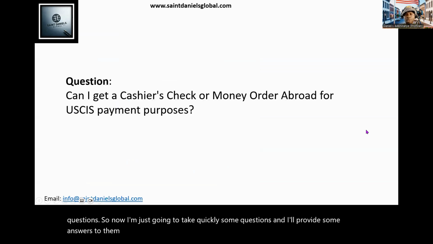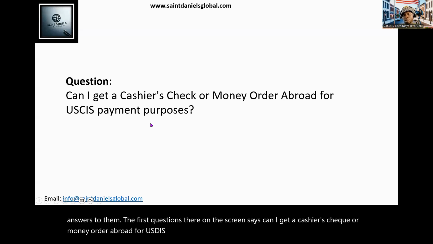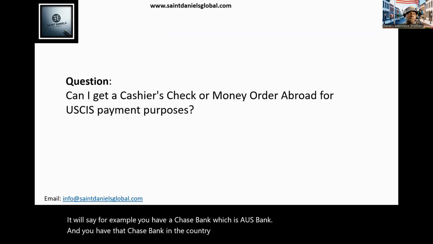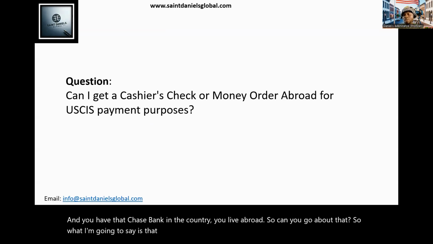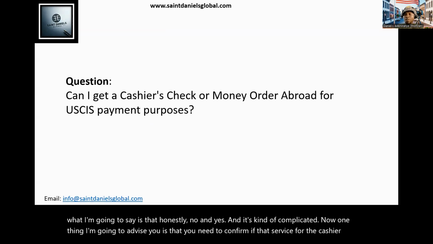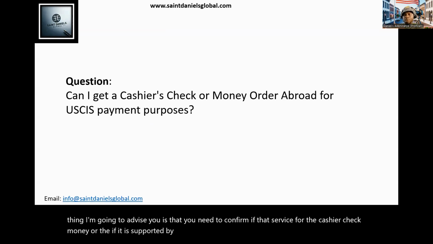The first question here on the screen says, can I get a cashier's check or money order abroad for USCIS payment purpose? Say for example, you have a Chase Bank, which is a US bank, and you have that Chase Bank in the country you live abroad. So can you go about that? So what I'm gonna say is that honestly, no and yes, and it's kind of complicated. Now, one thing I'm gonna advise you is that you need to confirm if that service for the cashier's check or money order is supported by that branch in your specific country and based on the country's regulation.